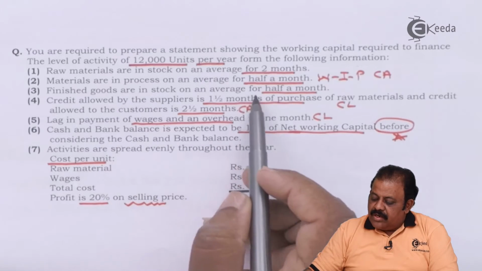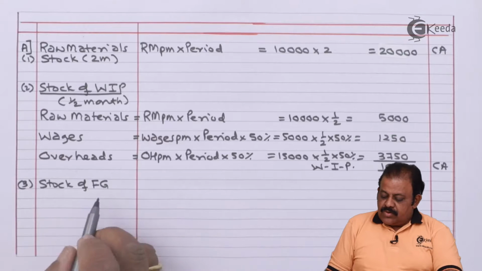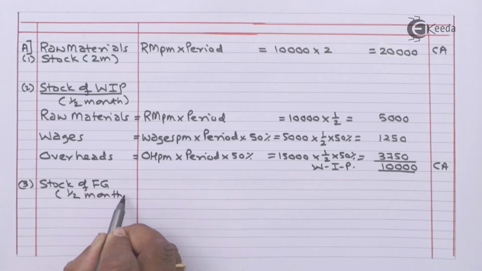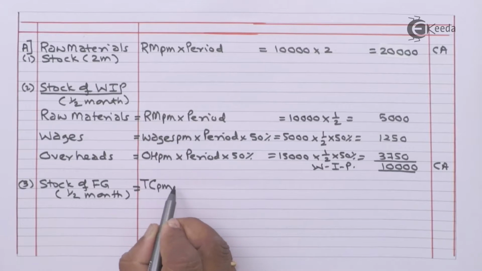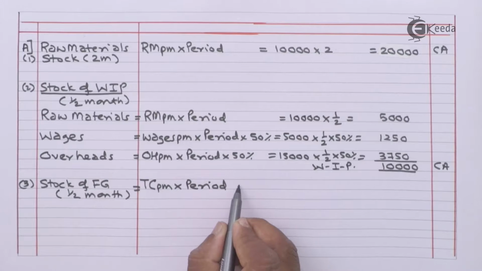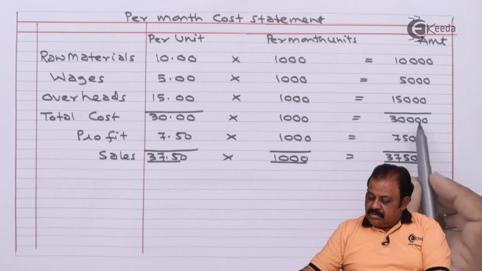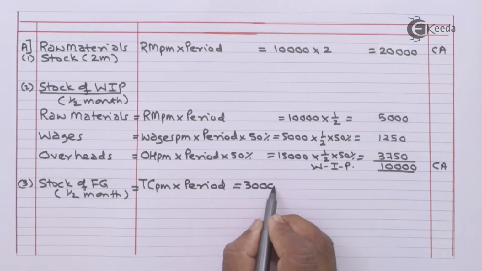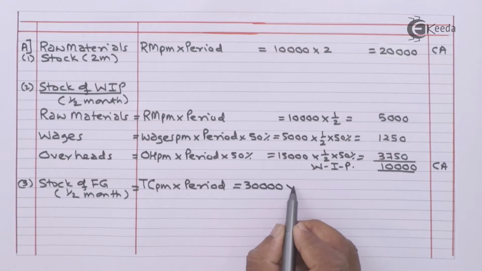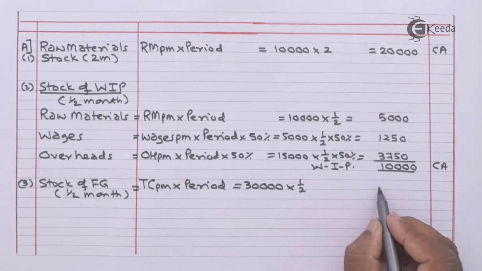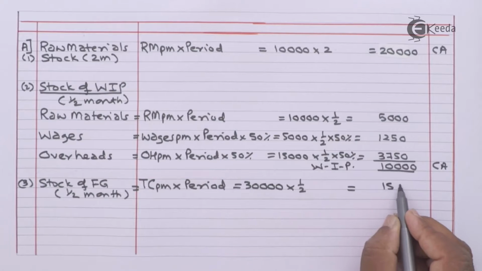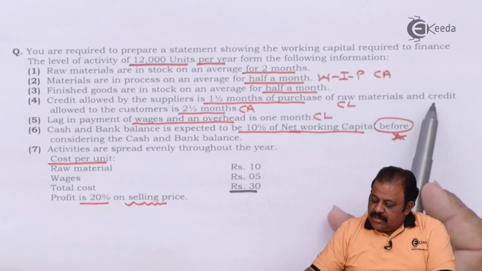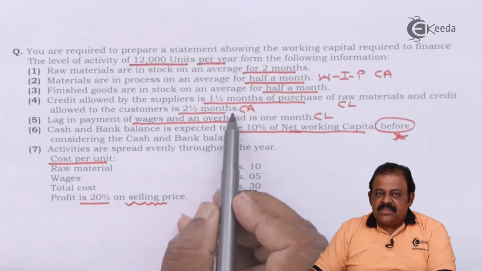Finished goods are in stock on an average for half month. Stock of finished goods half month. Total cost per month 30,000 multiplied by period half month. So it will be 15,000 current asset. Credit allowed to customers 2.5 month.